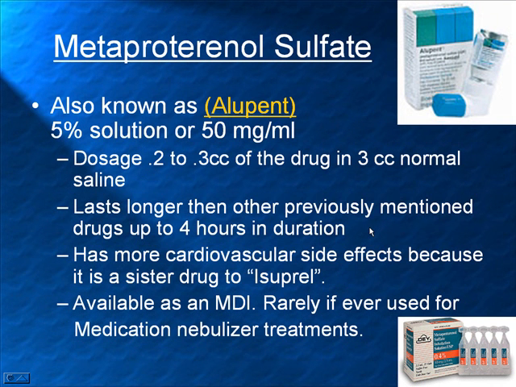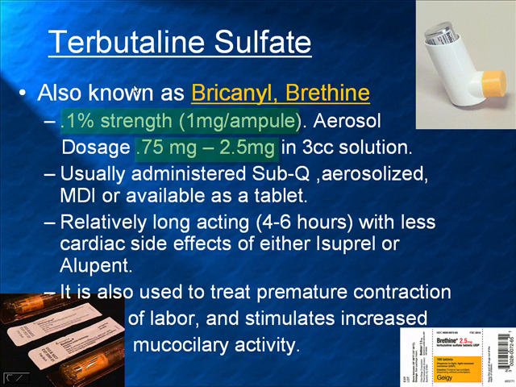Okay, our next drug is Terbutaline sulfate. It also is known as Bricanol or Brethine, and it comes in a 0.1% strength. It's a 1 milligram ampule. Its aerosolized dosage is between 0.75 and 2.5 milligrams in 3 cc's of solution. It's usually administered sub-Q, aerosolized, available in MDI, or available as a tablet. It's relatively long-acting, 4 to 6 hours, with less cardiac side effects than either Isoproterenol or Albuterol. And it's also used to treat premature contractions of labor and stimulates increased mucociliary activity.